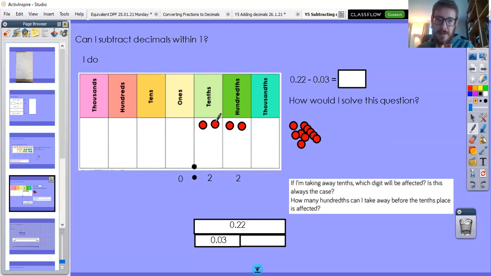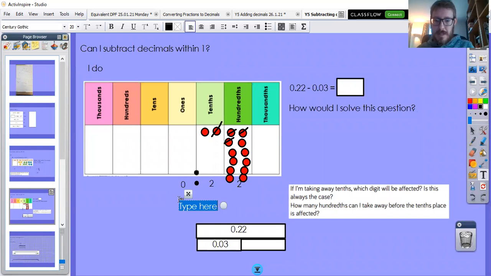So I'm going to exchange one of those tenths for 10 hundredths. So 1, 2, 3, 4, 5, 6, 7, 8, 9, 10. So I've still got the same number here at the moment. All I've done is exchange one of those tenths for 10 hundredths. So now I can take away 3 hundredths. So 1, 2, 3. So what is my answer now?